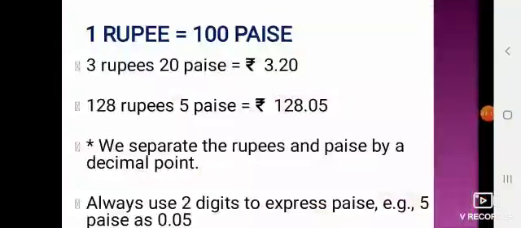Now as you all know, 1 rupee is equal to 100 paise. So the basic unit of our currency is rupees, and 1 rupee is equal to 100 paise. Paise is the sub-unit of rupee, right? We separate rupees and paise by a decimal point, and always use 2 digits to express paise. For example, 5 paise will be written as 0.05. Now just look at these examples.